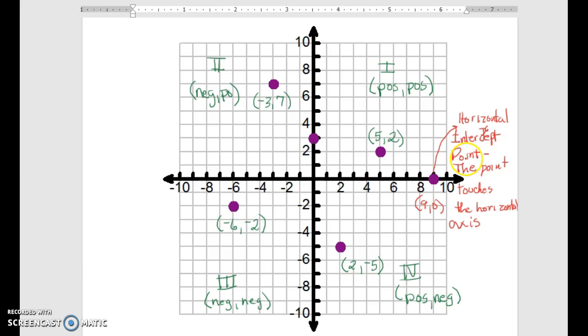But this is the horizontal intercept point, and that's the point that touches the horizontal axis. It's always going to have an ordered pair of some value, comma 0, because we move along the horizontal axis but have no up and down movement, so that's a 0. Here, this point is what we're going to call the vertical intercept point. We have no horizontal value, so that's 0. It's not moving anywhere, but we go up to 3. So this point is 0, 3. And again, it is called the vertical intercept point.